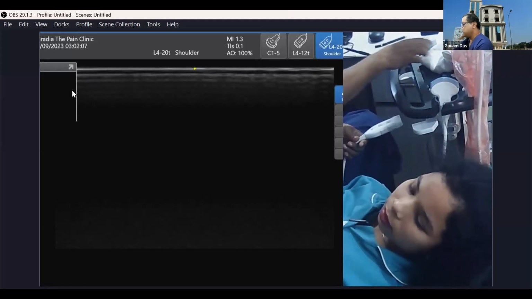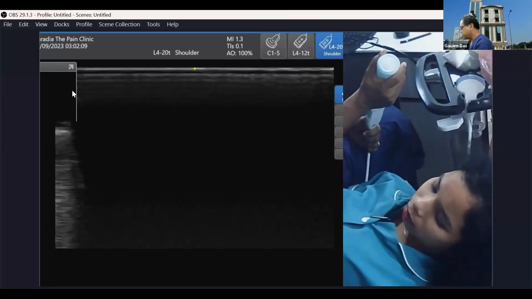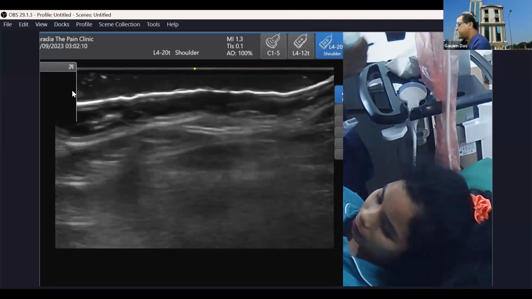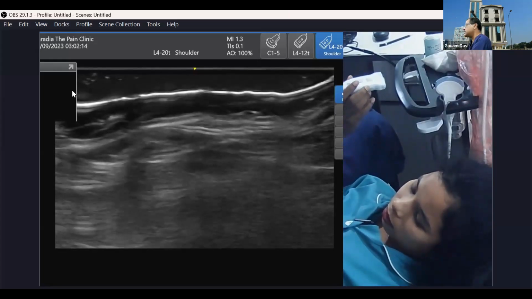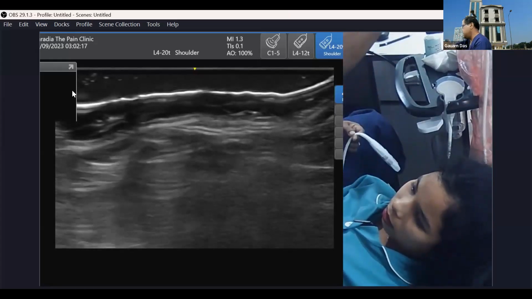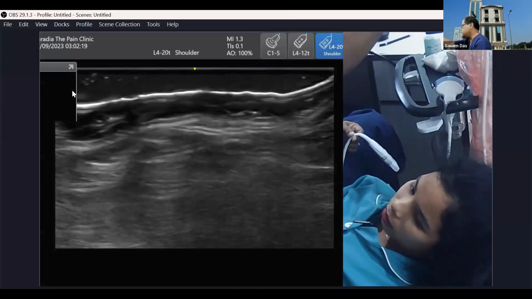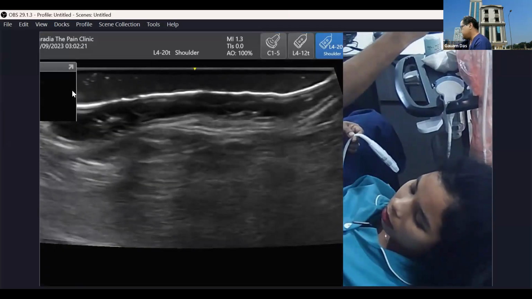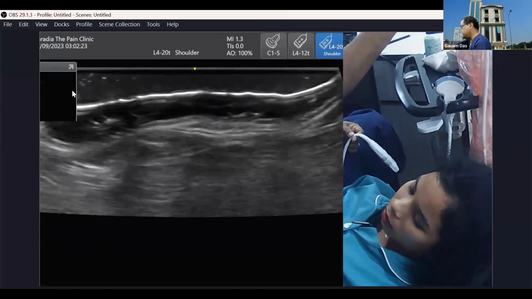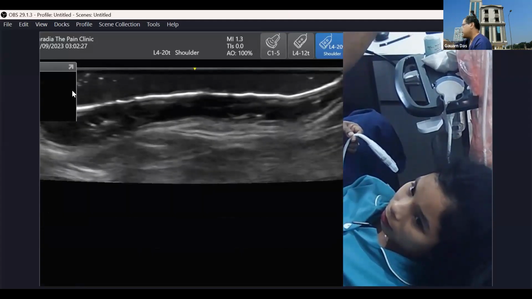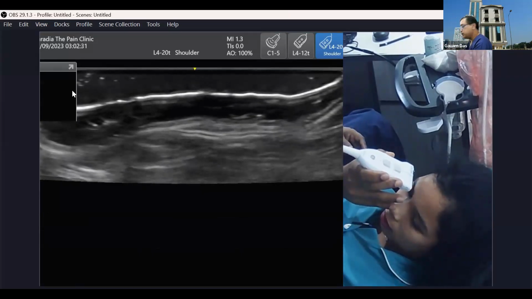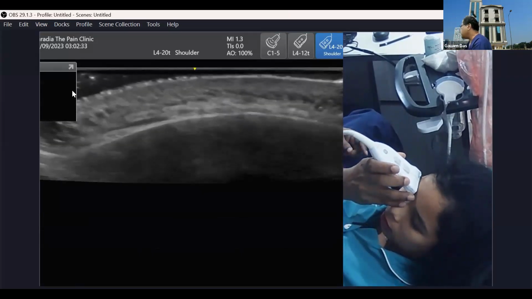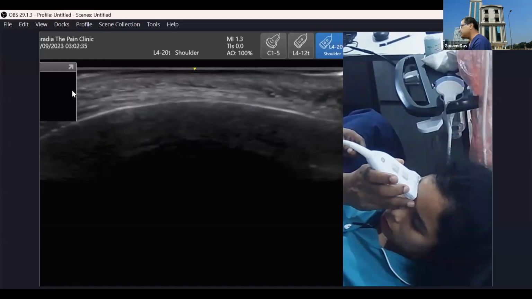So first is your supraorbital. For the supraorbital, I hold the probe over the eyebrow and search. My aspect marker is towards the lateral side. Let me decrease the depth further. I'm holding the probe over the eyebrow, and I'm coming down to see the break.